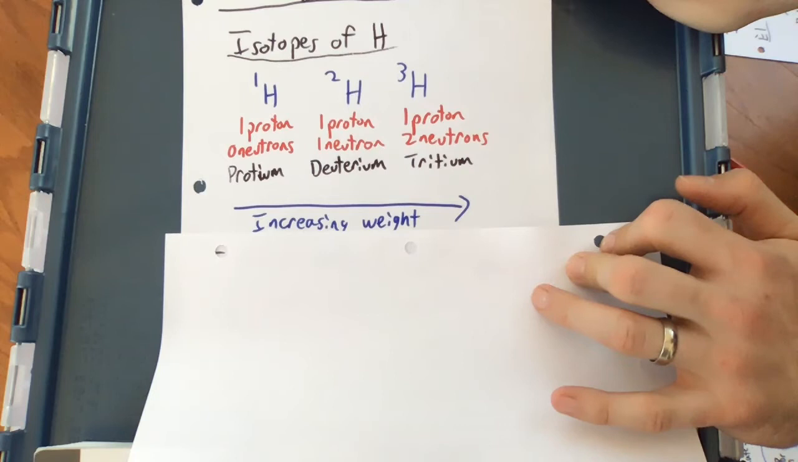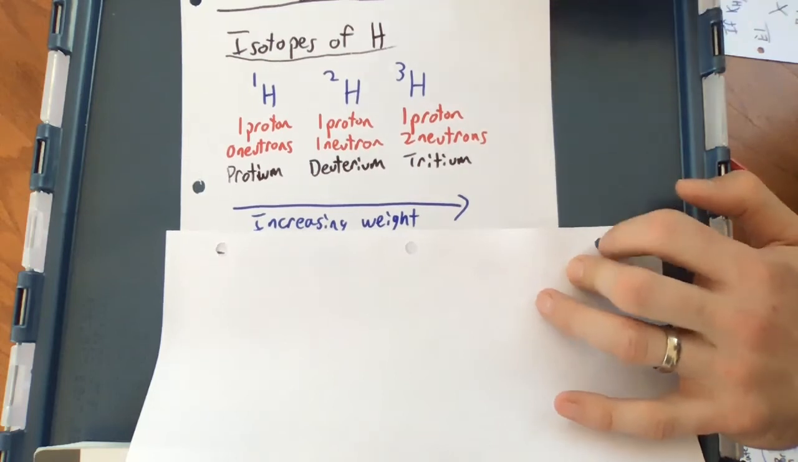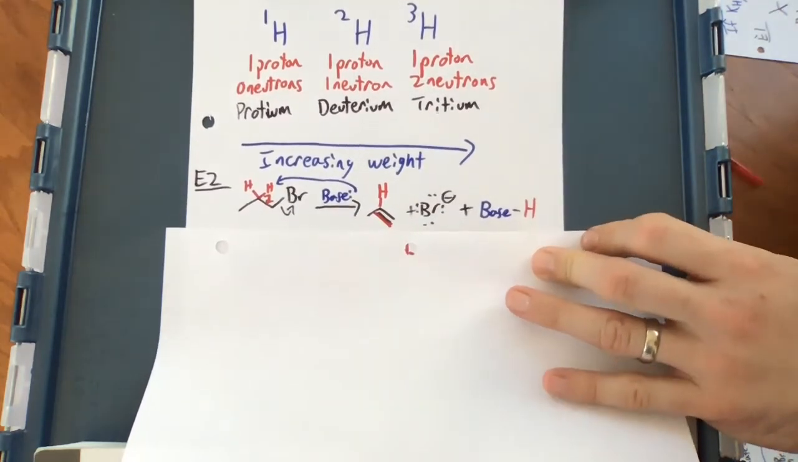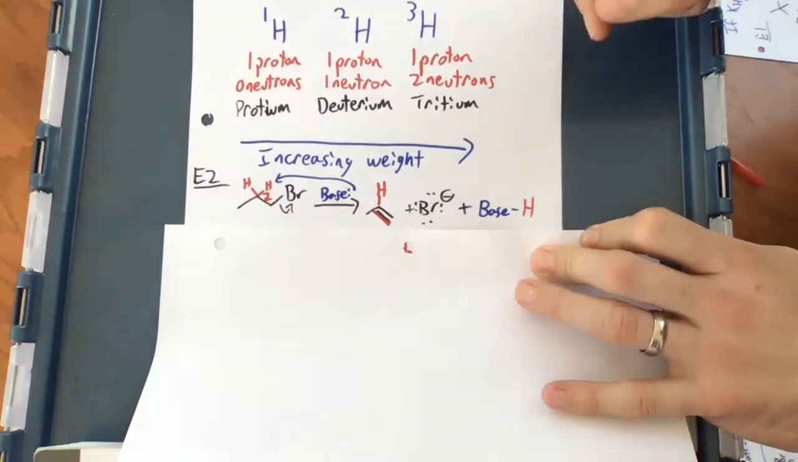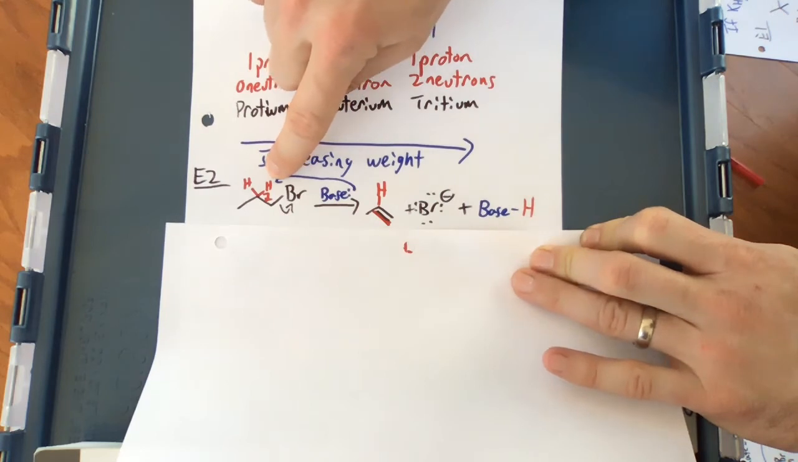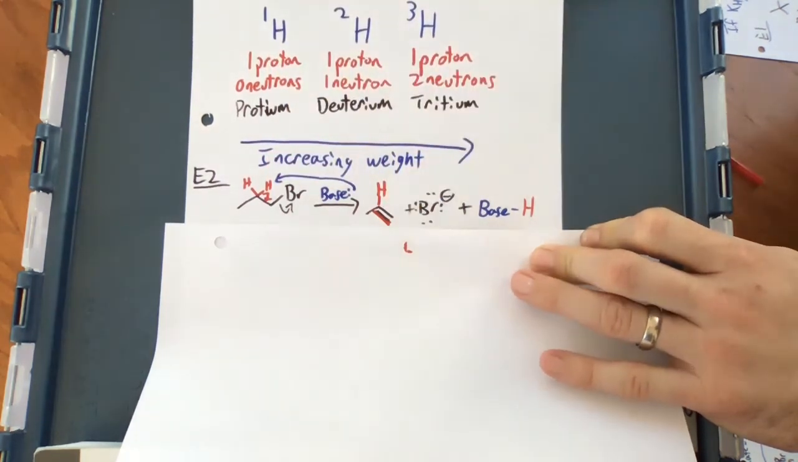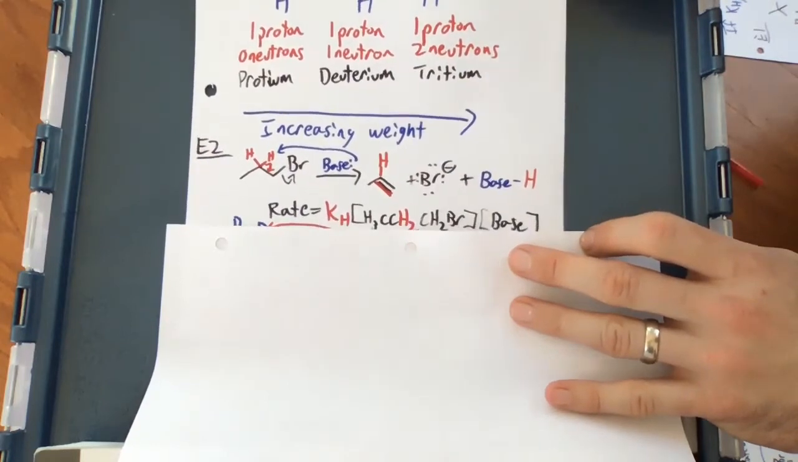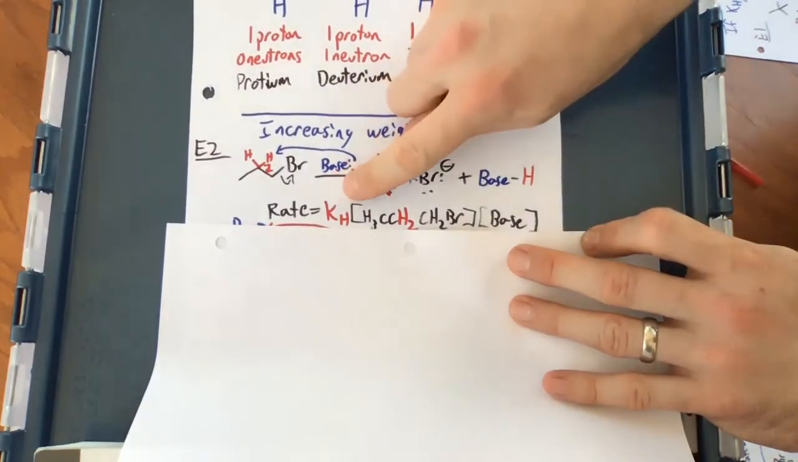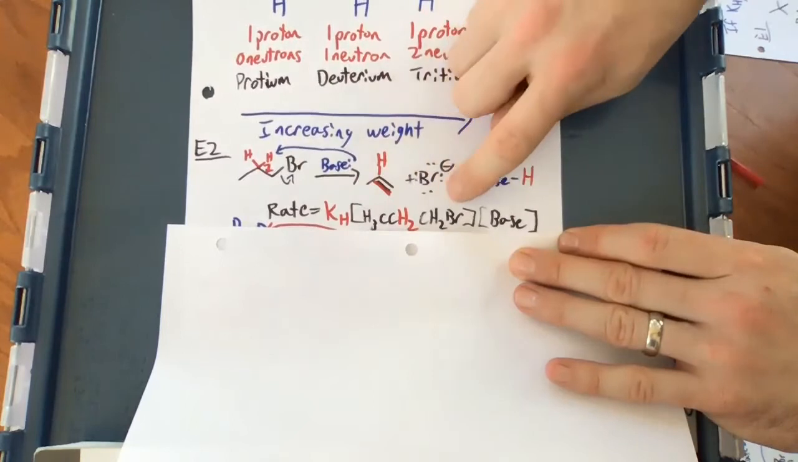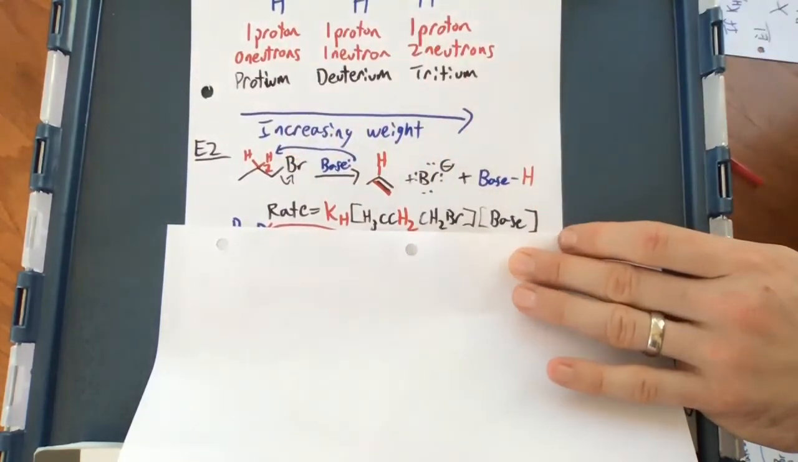So to perform a kinetic isotope effect experiment, it's actually fairly straightforward. What you do is you run a reaction using a molecule that has all hydrogens. So in this case, we want a base to deprotonate one of these hydrogens on the beta carbon of an alkyl bromide so that we can make the alkene and kick off that bromide in an E2 fashion. So when we do this, we'll generate a rate law that is based on the rate constant for molecules containing all hydrogen times the concentration of our alkyl bromide and our base.